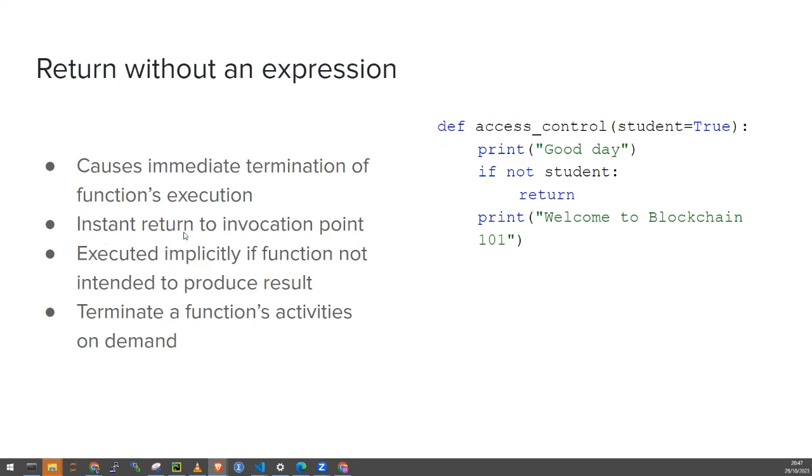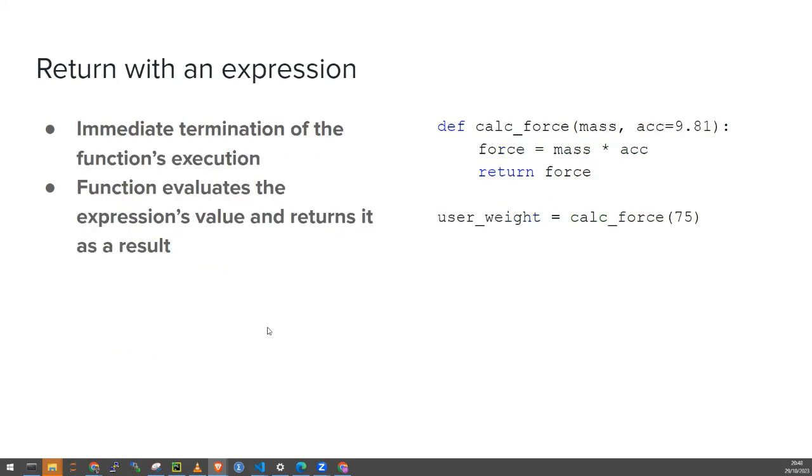So the return causes an instant return to the invocation point. Essentially, in your code, it'll just go back to the point where you actually called the function. And sometimes it's executed implicitly if the function is not intended to produce a result. All right. So, return with an expression. Just like before, the return causes immediate termination of the function's execution, and then it evaluates the expression's value and returns it as a result, right?